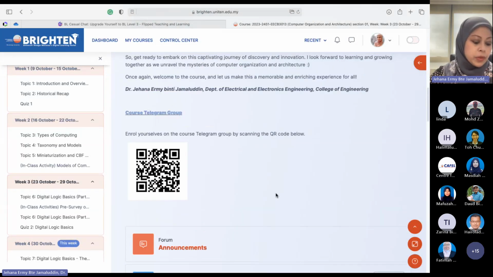So during another half of this casual chat, I would like you to consider, say, for example, you have so much commitment. Of course, lecturers are required to do this and that, and then such teaching load. I can understand, when it comes to populating your Brighton course page, etc. And then you are now thinking about upgrading yourself to be at level 3. So how can we do this smoothly?